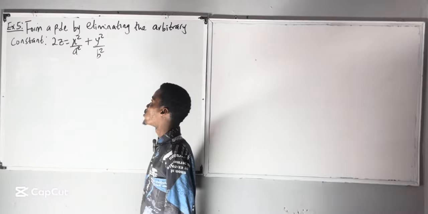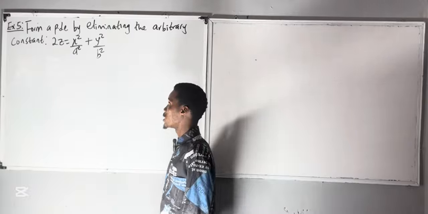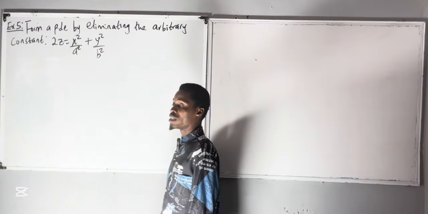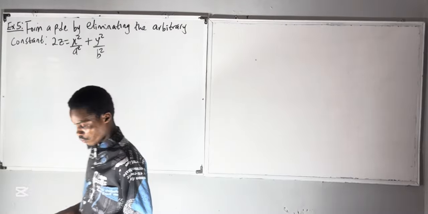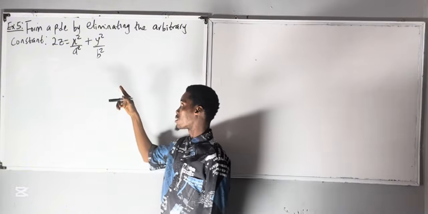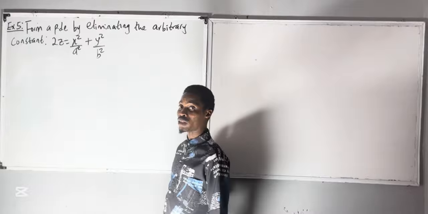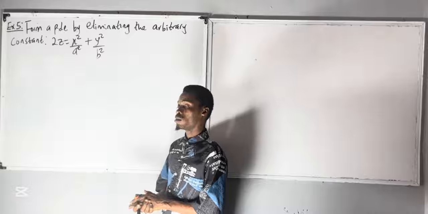Example 5. We have to form a PDE by eliminating the arbitrary constants. 2z is equal to x raised to the power of 2 over a raised to the power of 2 plus y raised to the power of 2 over b raised to the power of 2. I'm going to form a PDE by eliminating the arbitrary constants. We have two arbitrary constants in this relation, a and b.